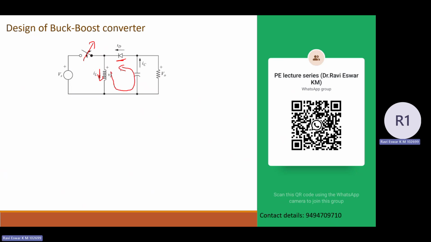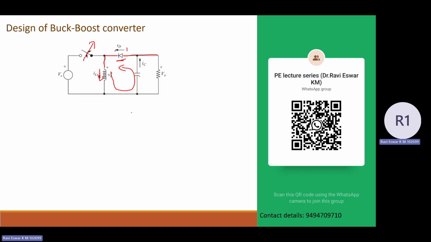So the current flows in this path. That's why the diode should be connected in this manner. So anode to the output here, and the cathode terminal is connected to one end of the inductor. This is how the diode connection is going to be present in the buck boost converter.